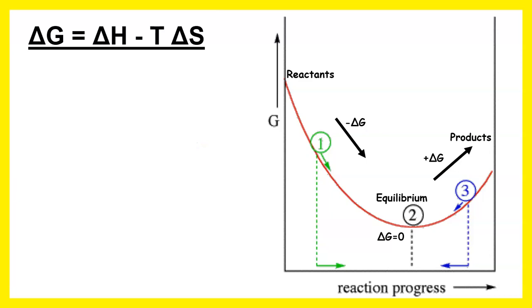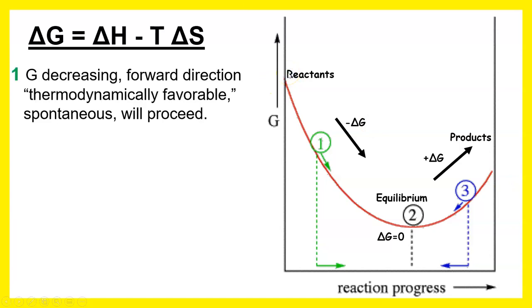So look at this graph for a minute. We have a reaction that's occurring starting on the left. As time goes on, it goes to the right. You have your reactants, you have your products. As you go down this curve, your G is decreasing. That means this is the thermodynamically favorable direction. It is spontaneous going forward.